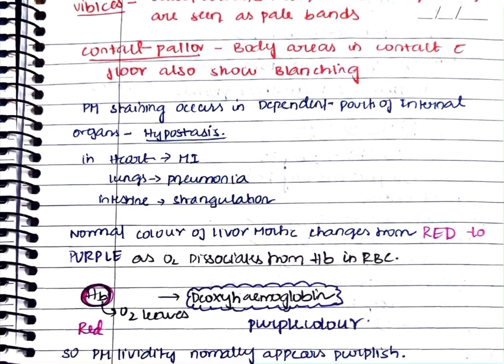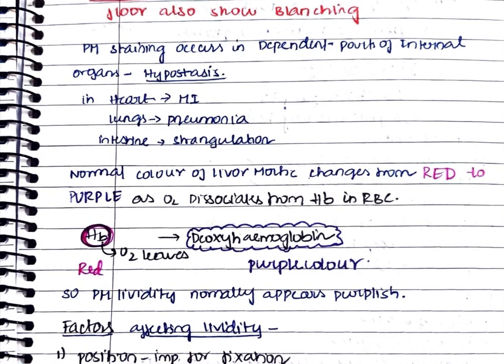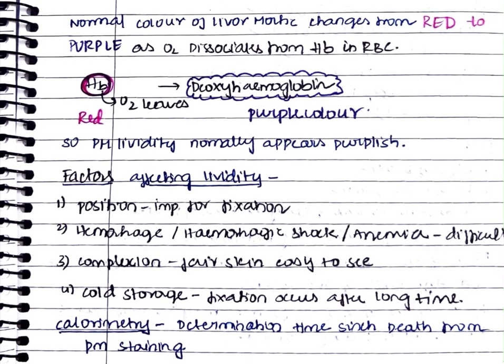The normal color of livor mortis changes from red to purple as the oxygen dissociates from the hemoglobin in the RBCs. In a normally functioning body, the RBC along with the hemoglobin and oxygen is red in color. But as the person is dying, the oxygen leaves, right? So now this new thing which is formed is deoxyhemoglobin. Because oxygen left the hemoglobin, that's why deoxyhemoglobin, which is purple in color. Postmortem lividity normally appears purplish.